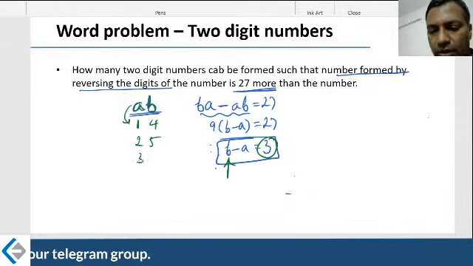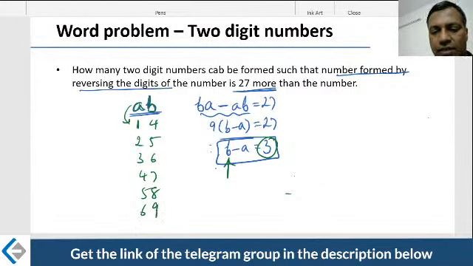25 is another number. 36 is another number. 47 is another number. 58 is another number. 69 is another number. Technically, you are trying to say that based on the given condition, I can form 6 two-digit numbers.